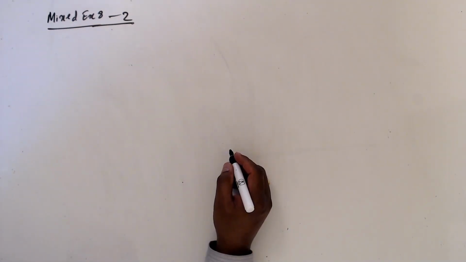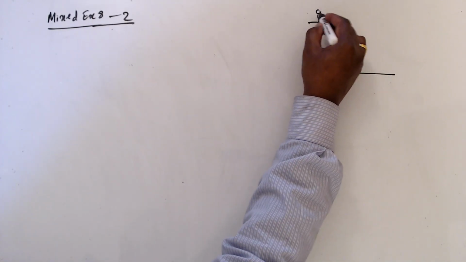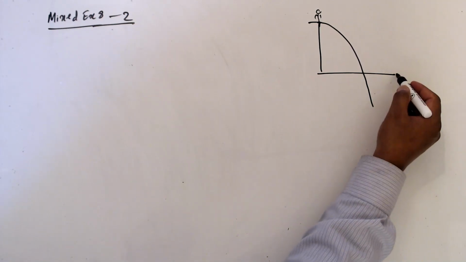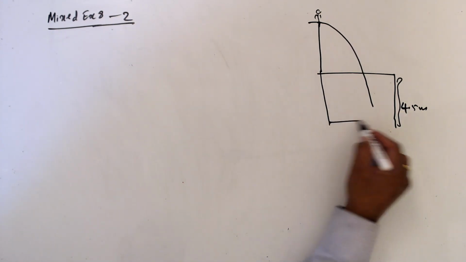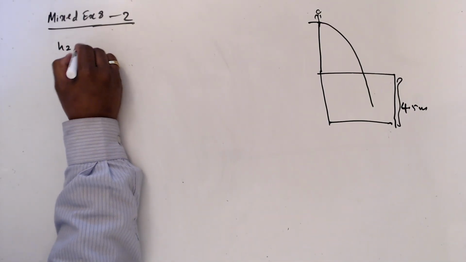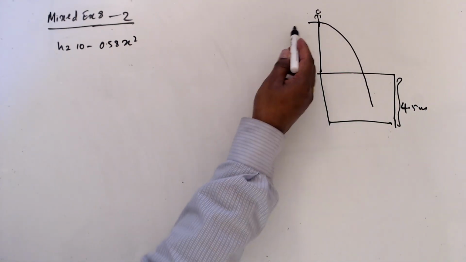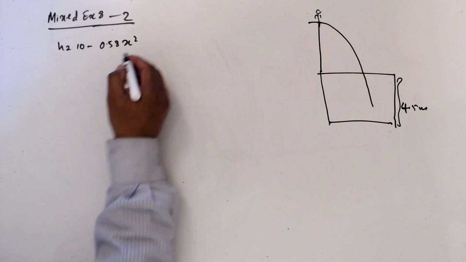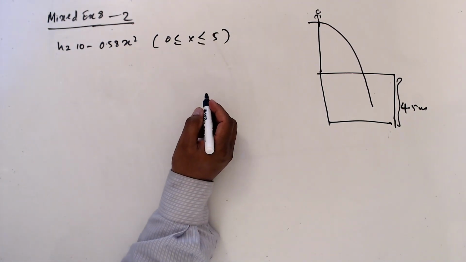Question number 2. A diver dives from a diving board into a swimming pool with a depth of 4.5 meters. Swimming pool, diving board is here. So he jumps, the person jumps like this. This is going to be 4.5 meters. It was modeled as h equals 10 minus 0.58 x squared. That's fine. So this has to be a maximum one. And the domain is given, the valid x values.